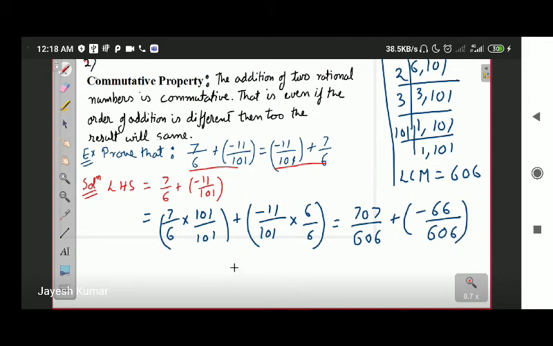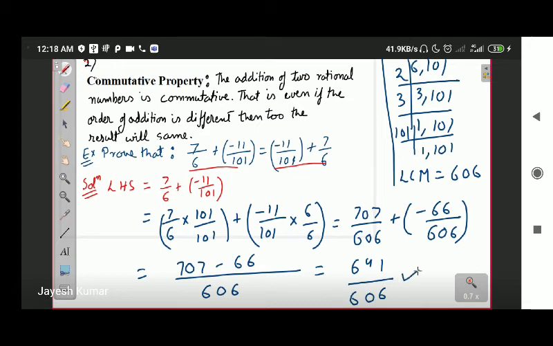So as you can see now, since the denominators are same, we write the denominator as it was and write the numerator as they are. Okay. On simplifying it, you will get 707 minus 66 will be 641 upon 606. Okay, that will be your final answer. So we get LHS as 641 upon 606. Let's try out for RHS.